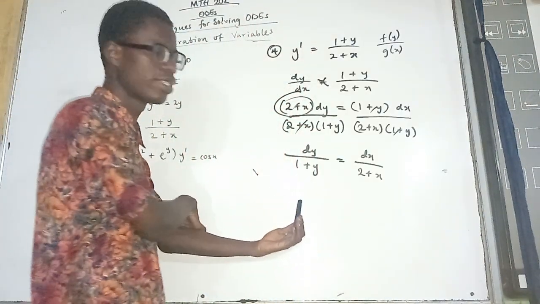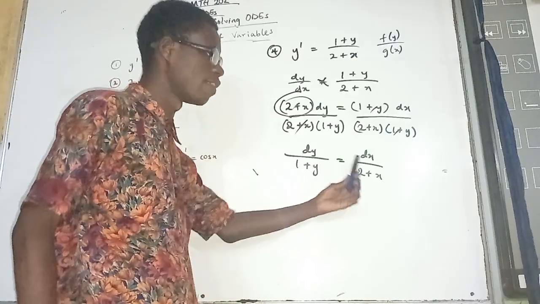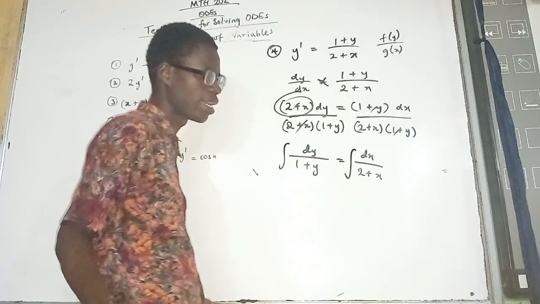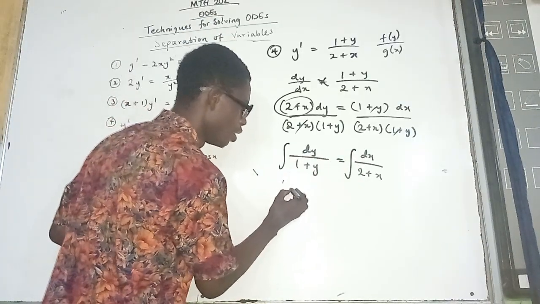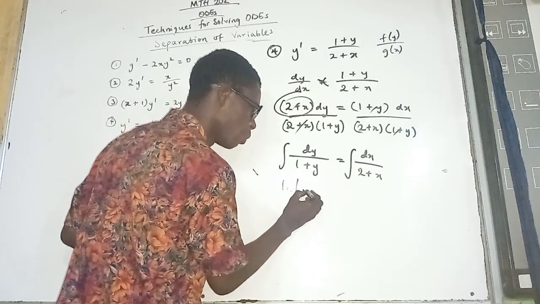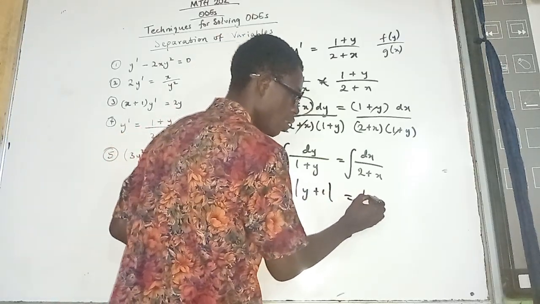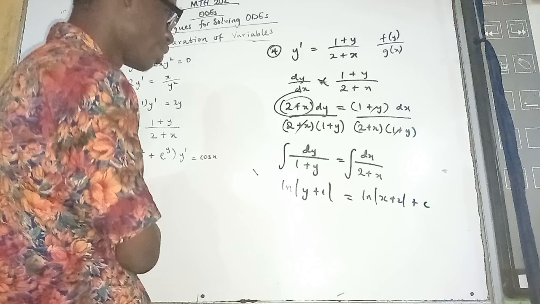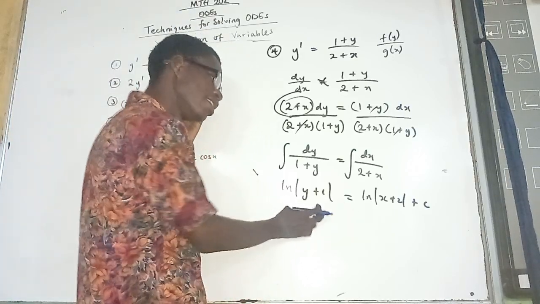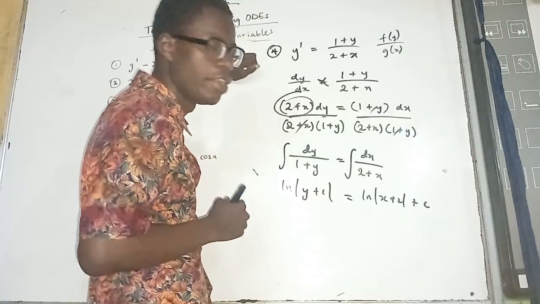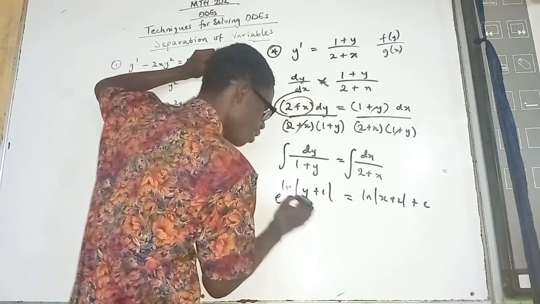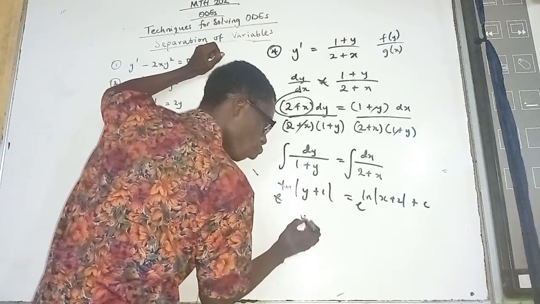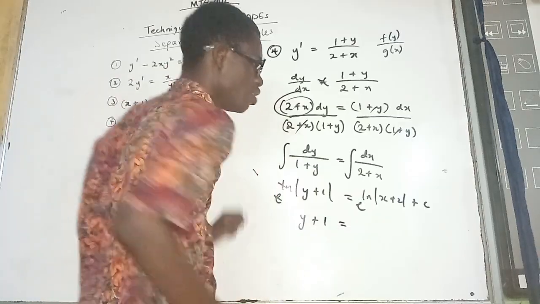Now I have functions of y on this side and functions of x on this side. So the next thing I have to do is to just integrate both sides. Now integrating this one, we have ln(1 plus y), or ln(y plus 1), equals ln(x plus 2) plus c, right? Now, since I have something like this, I need to make y the subject of the formula. So I raise both to the power of e as we did before. So this cancels out and we have y plus 1 equals, e is also going to cancel out here.